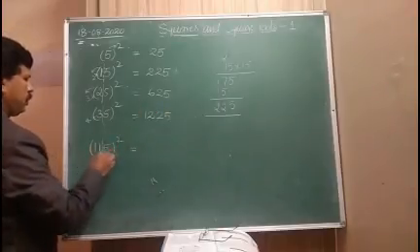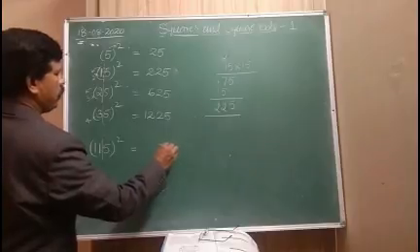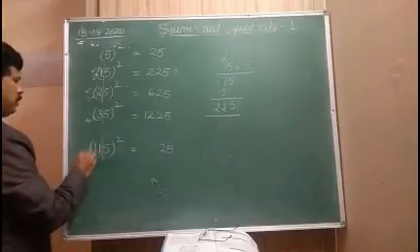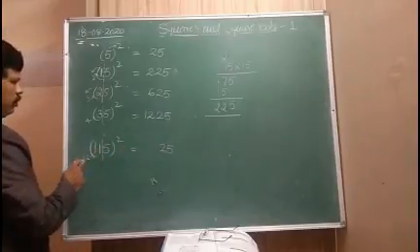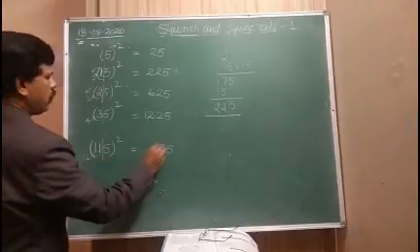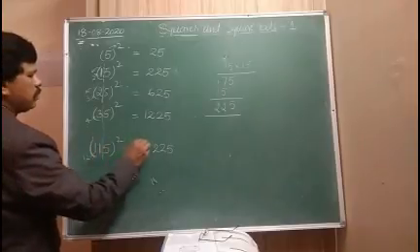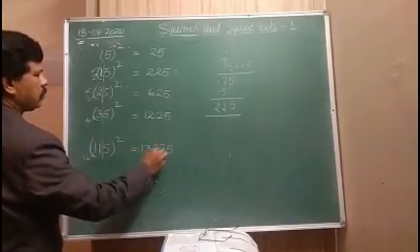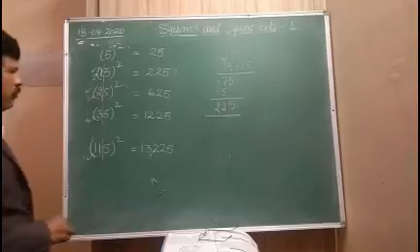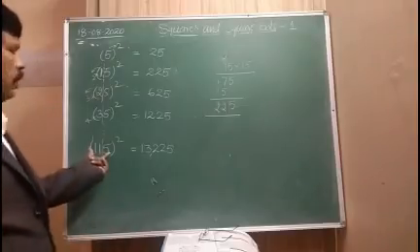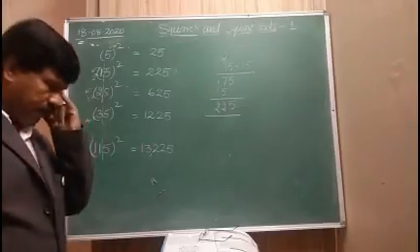Now splitting this. 25. And next is 11. Next number is 12. 11 12s are, 12, carry 1, 12 ones are 12 plus 1, 13. So this is what? The perfect square of a number ended by 5.